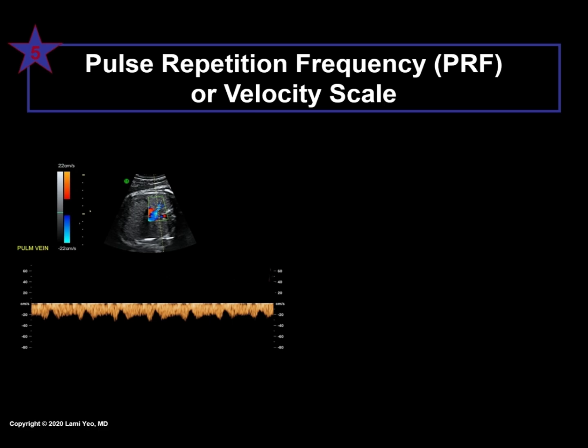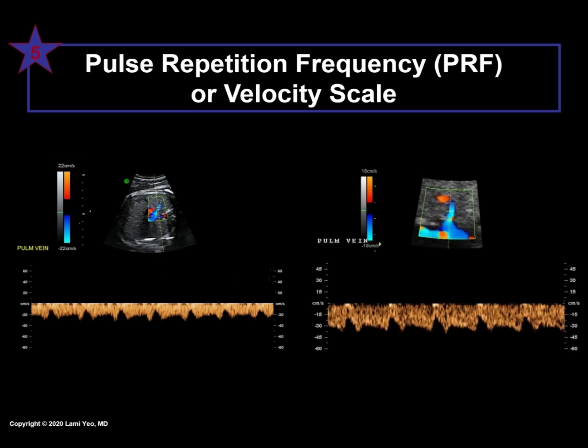On the left, color and pulse Doppler velocimetry of the fetal pulmonary veins is performed. Notice that the PRF or velocity scale is appropriate at 22 centimeters per second. On the right is a different fetus. Similarly, because the velocity scale is 18 centimeters per second, color flow in blue away from the transducer is shown in the pulmonary vein.